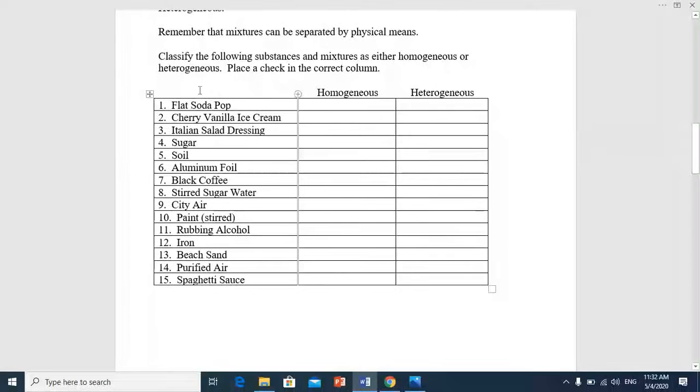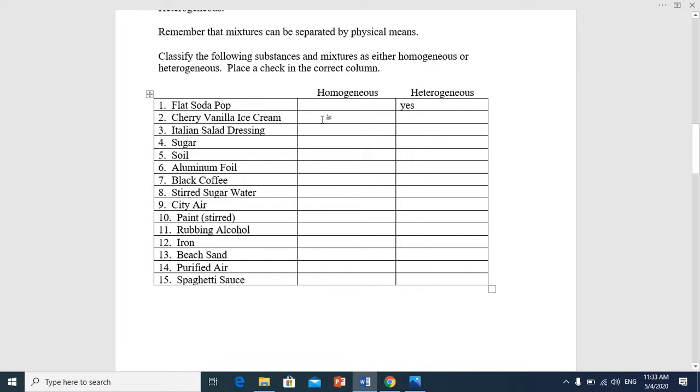The first one says flat soda pop. If you are drinking soda, do you think that you can differentiate between the components of it or not? Can you see the liquid, the gases, and so on? Yes, so flat soda will be heterogeneous. So you must mark this one. We can write here, yes.